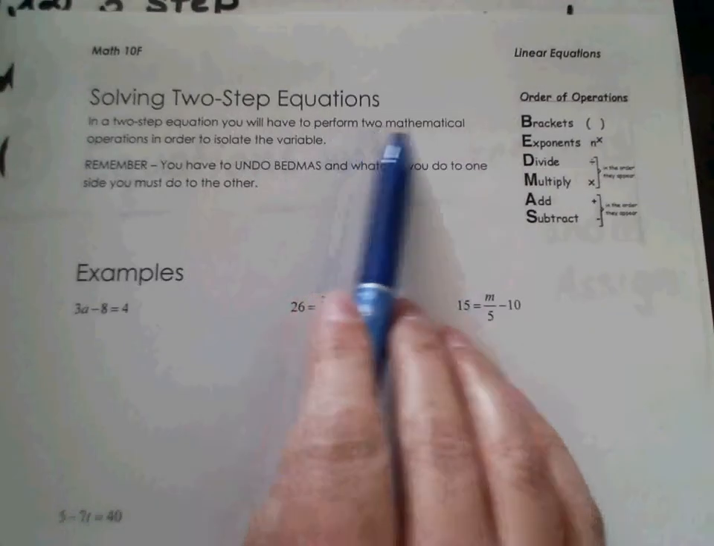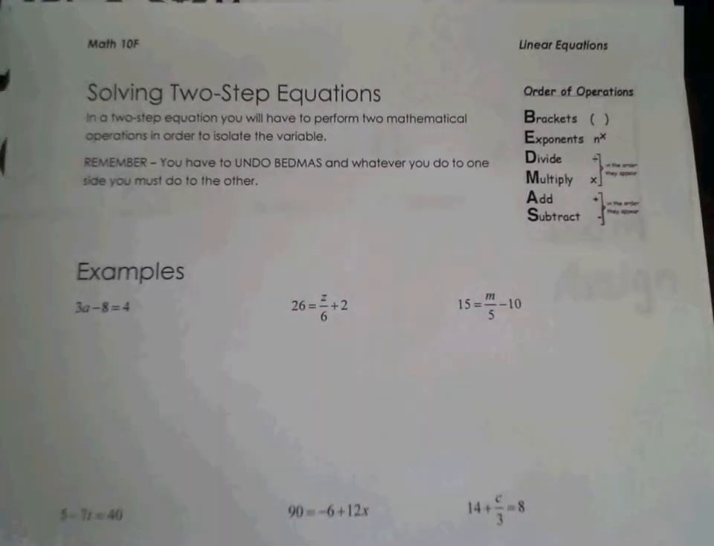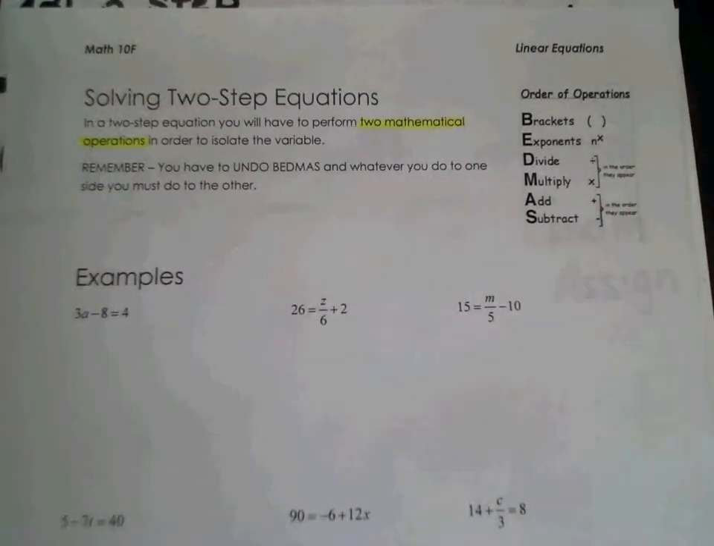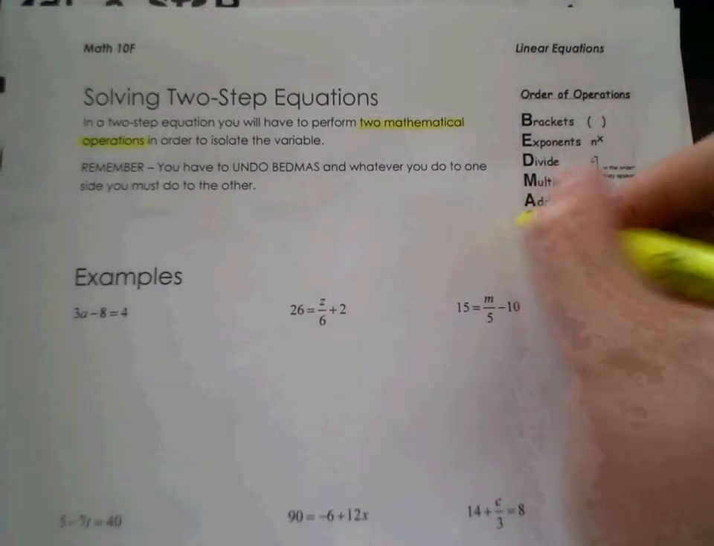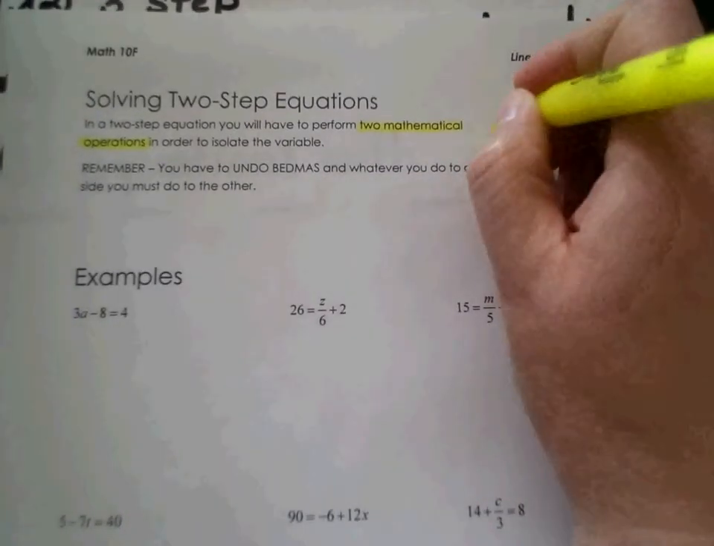Okay. Solving two-step equations. So in a two-step equation, you'll have to perform, where's my highlighter? Two mathematical operations this time, hence the name two-step. And you're going to be shocked, but three-step is 3 mathematical operations. Okay, so this is what I like to call it. I like calling it undoing BEDMAS, because we know that we have to do brackets, exponents, dividing, multiplying, add, subtract. But we are trying to undo the math that was done. So we end up having to start from the bottom and go up.